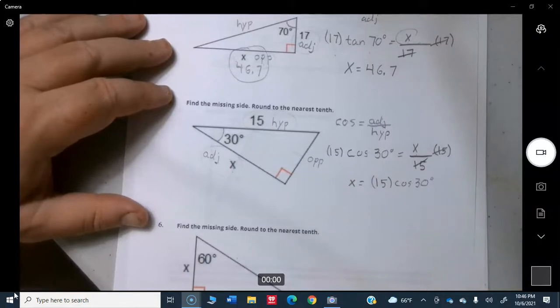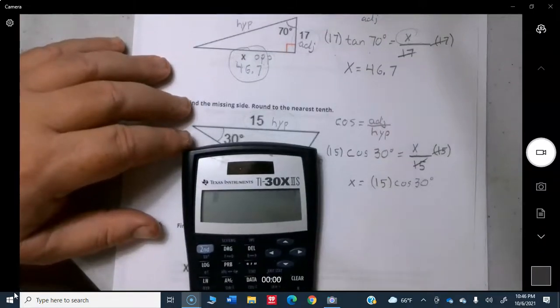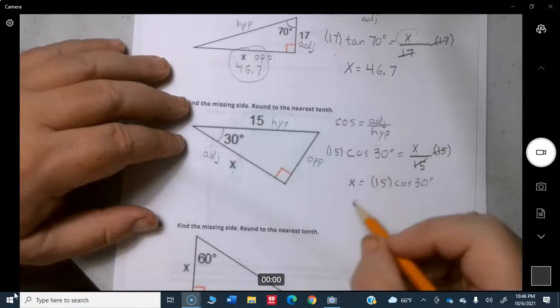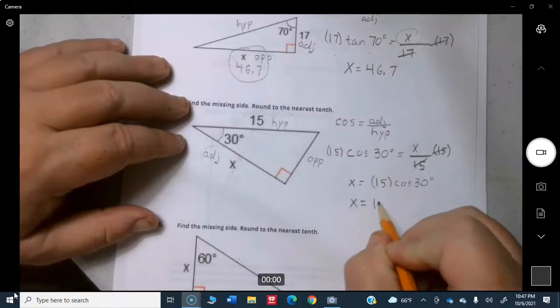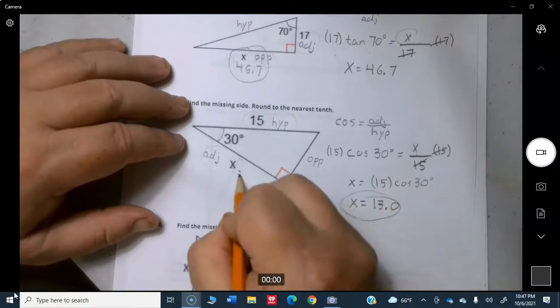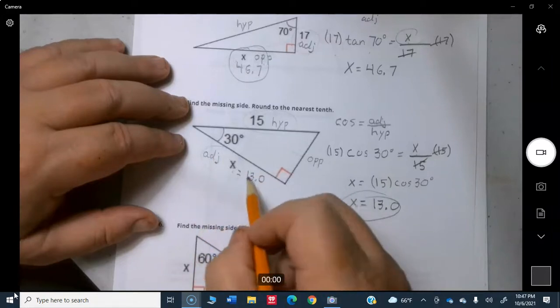So I come right here, and I have 15 times cosine 30, close the parenthesis, and we get 12.99. I'm going to call that 13. So this equals 13. This side right here.